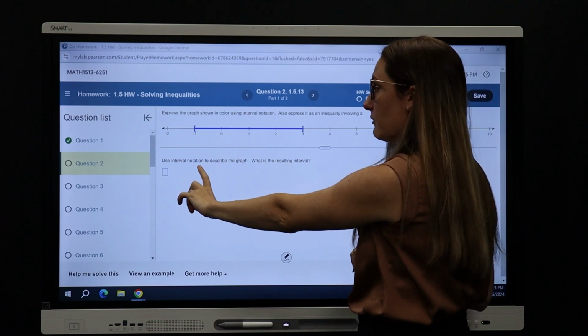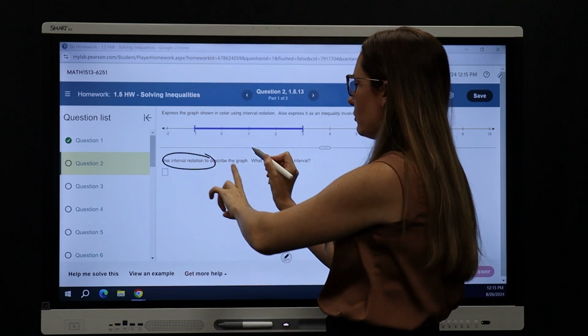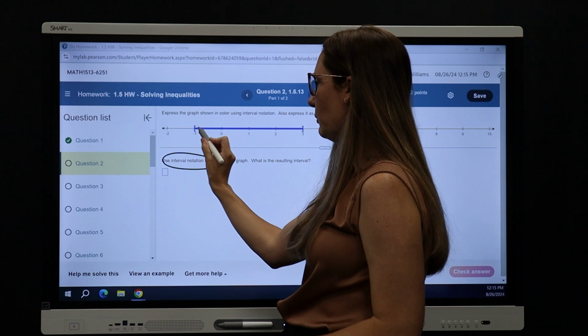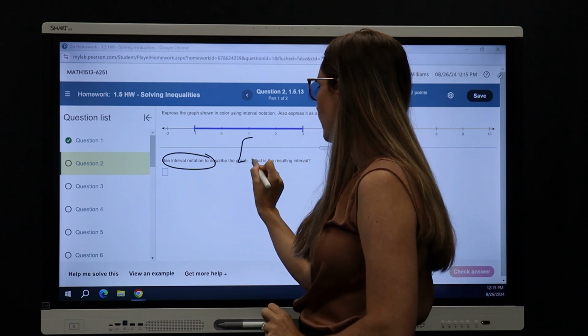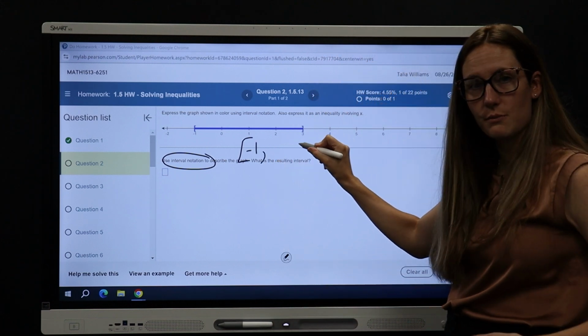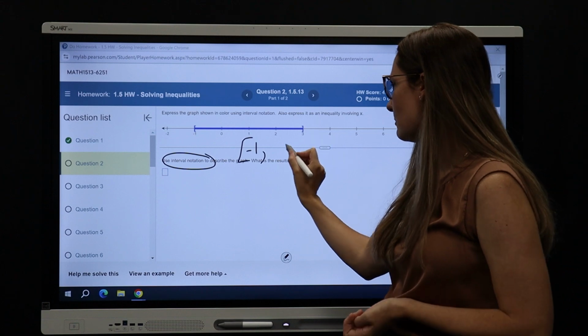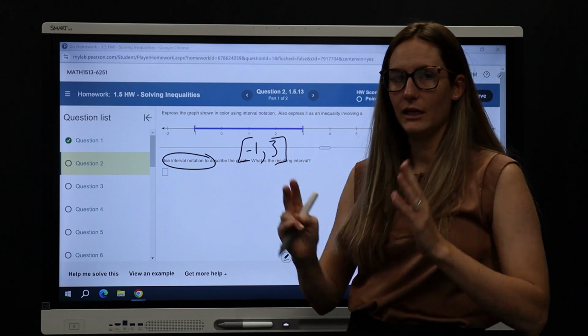Part 1 of 2. Okay. The first thing it asks for is interval notation. So whenever it's interval notation, we take whatever this is and whatever it has. If it has a bracket, if it has a parenthesis. So it's bracket, -1, 2, and this one can be different. So if it was a parenthesis, we'd do a parenthesis, but it's a bracket as well. -1 to 3 is our interval notation.